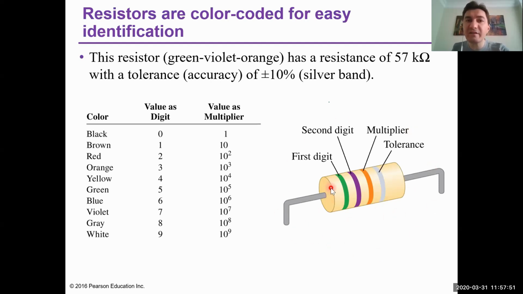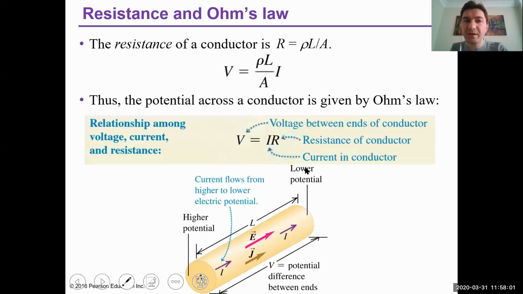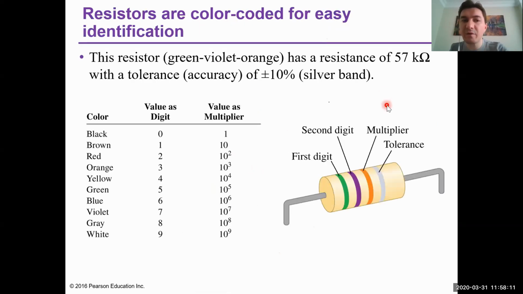So these resistors are color coded for easy identification to calculate their resistance. The unit of resistance is the ohm, volt per ampere. Here we have one example of a color-coded resistor. Each color tells us something. This is the first digit, this is the second digit, this is the multiplier, this is the tolerance. I will talk about what they mean.